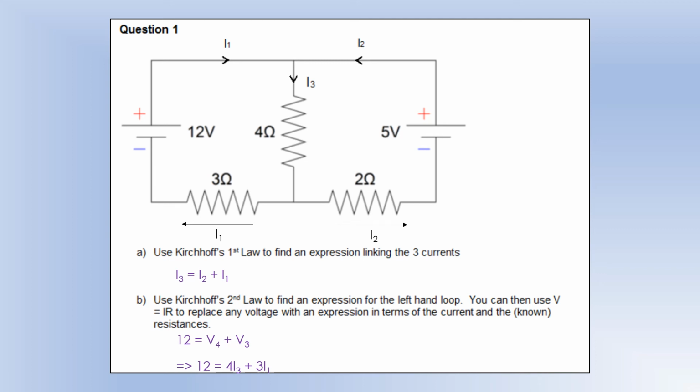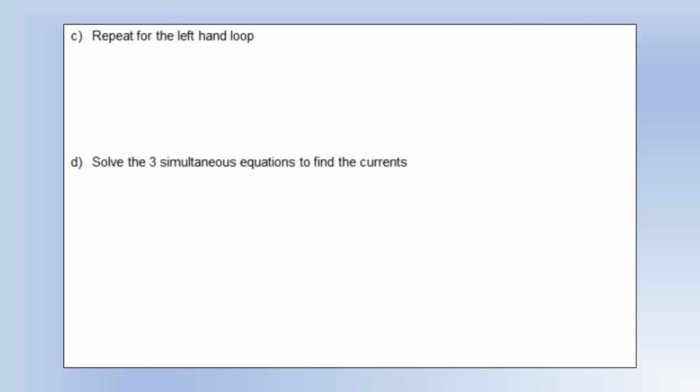And then once we've got that expression, we can repeat this. It says for the left-hand loop, but I assume it meant to say for the right-hand loop. So the sum of the EMFs in the right-hand loop is 5. We've got V4 and V2. And then we can replace both of those with I times R again. And then we've now got 3 expressions. So it says 3 simultaneous equations. We've got these 3 expressions we've generated so far.